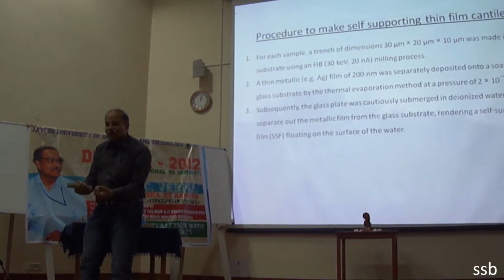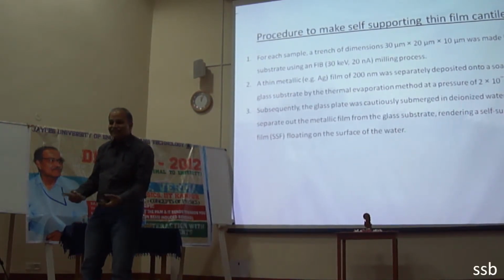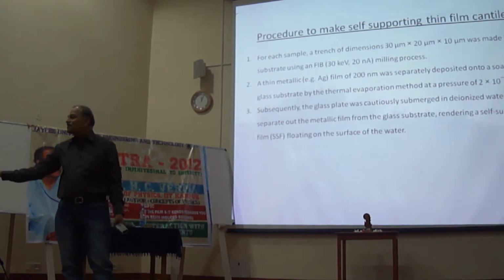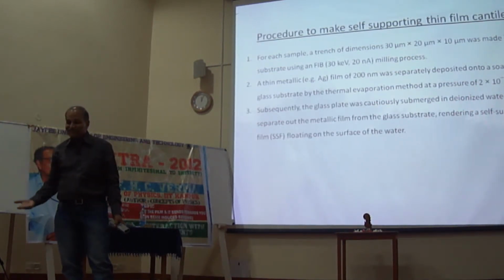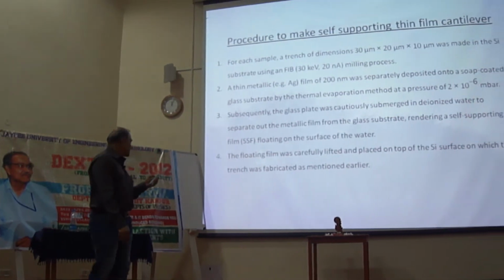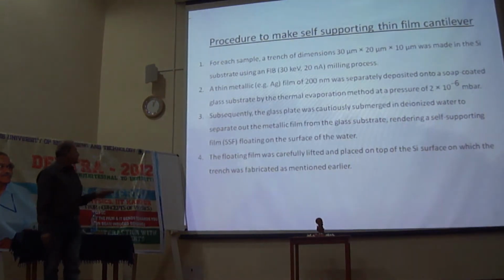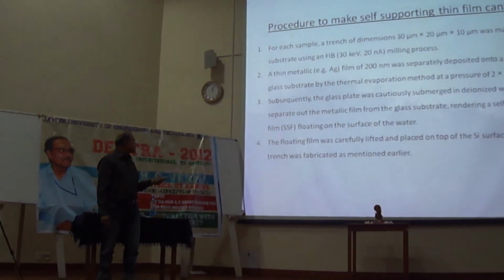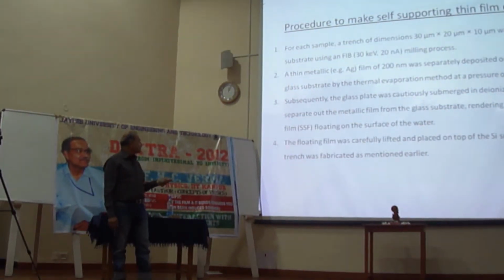Since it was soap coated, the soap got dissolved, and this film just started floating on the water, and the substrate went down. So the metallic film was separated from the glass substrate, rendering a self-supporting film floating on the surface of the water.